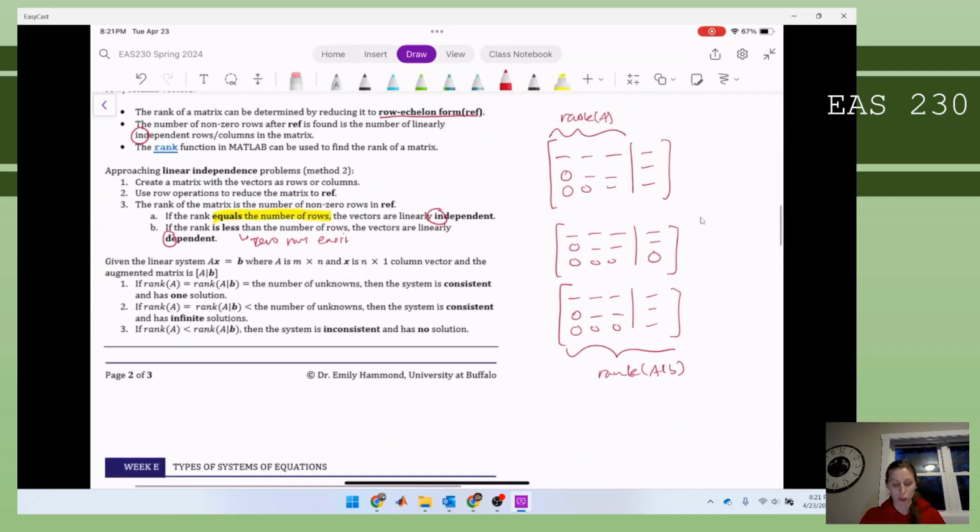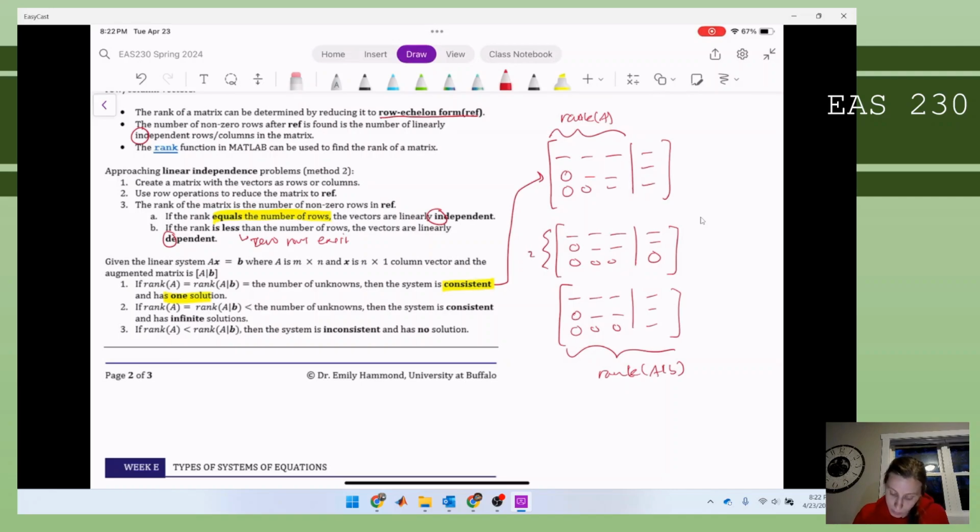Okay, so here's my 3 options. If the rank of A equals the rank of AB, that's what I have here. The rank of A over here is 3, and if I follow it all the way across, it's also 3. If I have that scenario, then I have a consistent system with one solution. I have a unique solution. I get one answer.